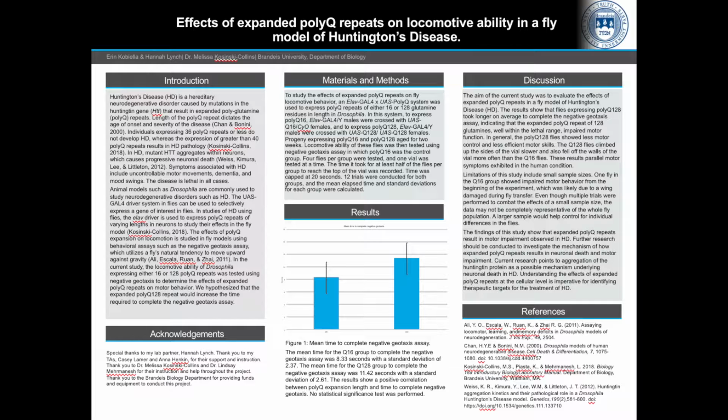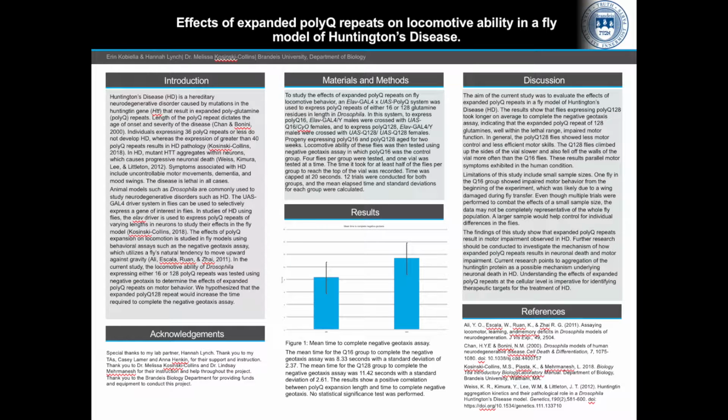So for this assay, we had 4 flies from the polyQ16 group that functioned as our control because they do not develop the symptoms of Huntington's, and then we used 4 flies from the Q128 group as our treatment. 4 flies were tested per group, and 1 vial was tested at a time. The time it took for at least half of the flies per group to reach the top of the vial was recorded, and 12 trials were taken. The time was capped at 20 seconds.